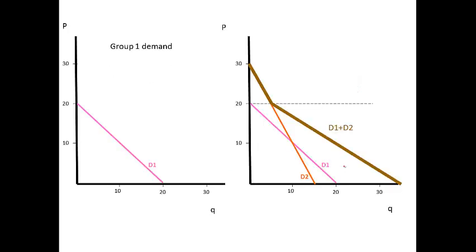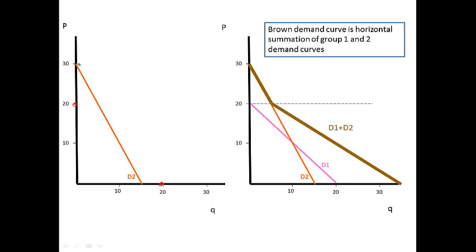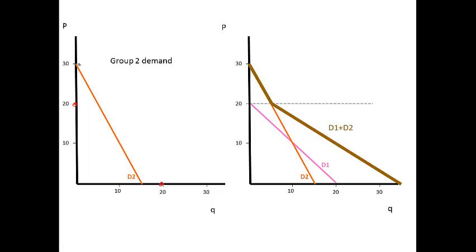So here we have a picture. On the left-hand side, we have group 1 demand. Remember, it hits the price axis at 20. Slope is minus 1, so it hits the quantity axis at 20. Let's also put in group 2's demand. So that one hits the price axis at 30. It has a slope of minus 2, and so it hits the quantity axis at 15.